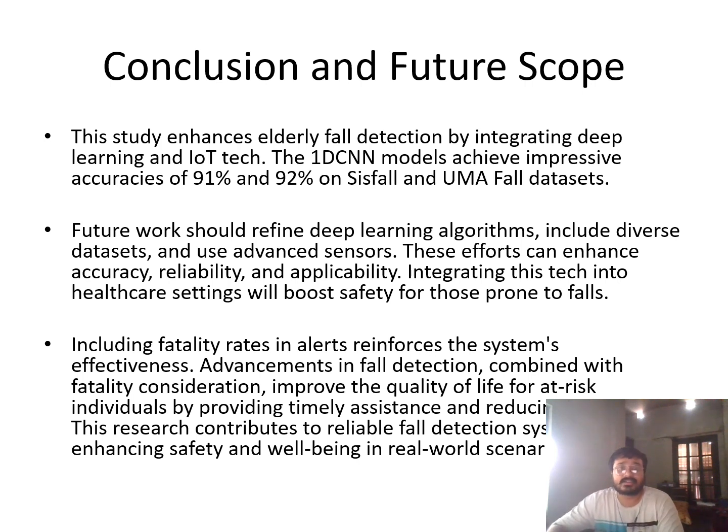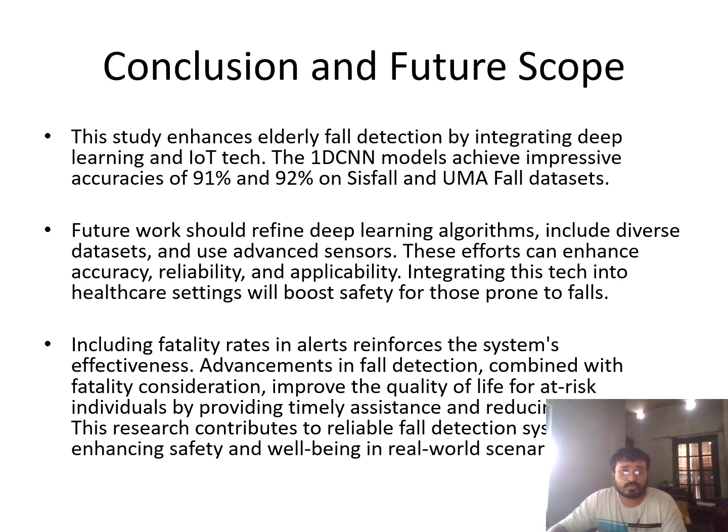This study enhanced elderly fall detection by integrating deep learning and IoT technology. The proposed 1D CNN model achieved an impressive accuracy, as previously mentioned, of 91% and 92% on the CIS-Fall dataset and UMAFall dataset with 25 features. Future work should refine the deep learning model and include more diverse datasets and advanced sensors. These efforts can enhance the accuracy, reliability, and applicability of integrating this technology into healthcare settings, and will boost the safety of those who are prone to falls.